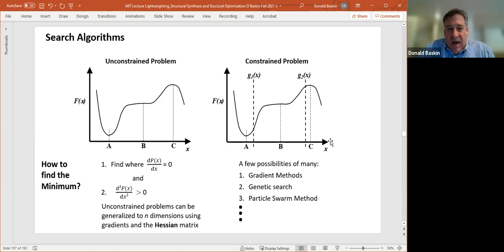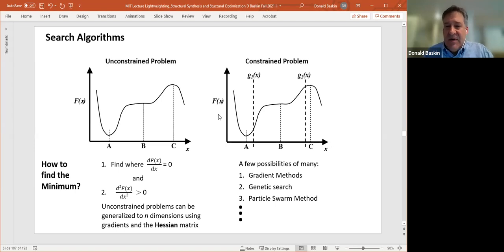So if you have an unconstrained problem and you have some function f of x, a function of only one variable x, it's very easy to take the first derivative of that function and find all the places where the first derivative equals 0. In this case, it's a, b, and c. Then you can take the second derivative at those locations a, b, and c, and depending on the sign of the second derivative, you can determine whether it's a minimum or maximum. The problem becomes significantly more complicated when you have a constrained problem like this graph on the right.